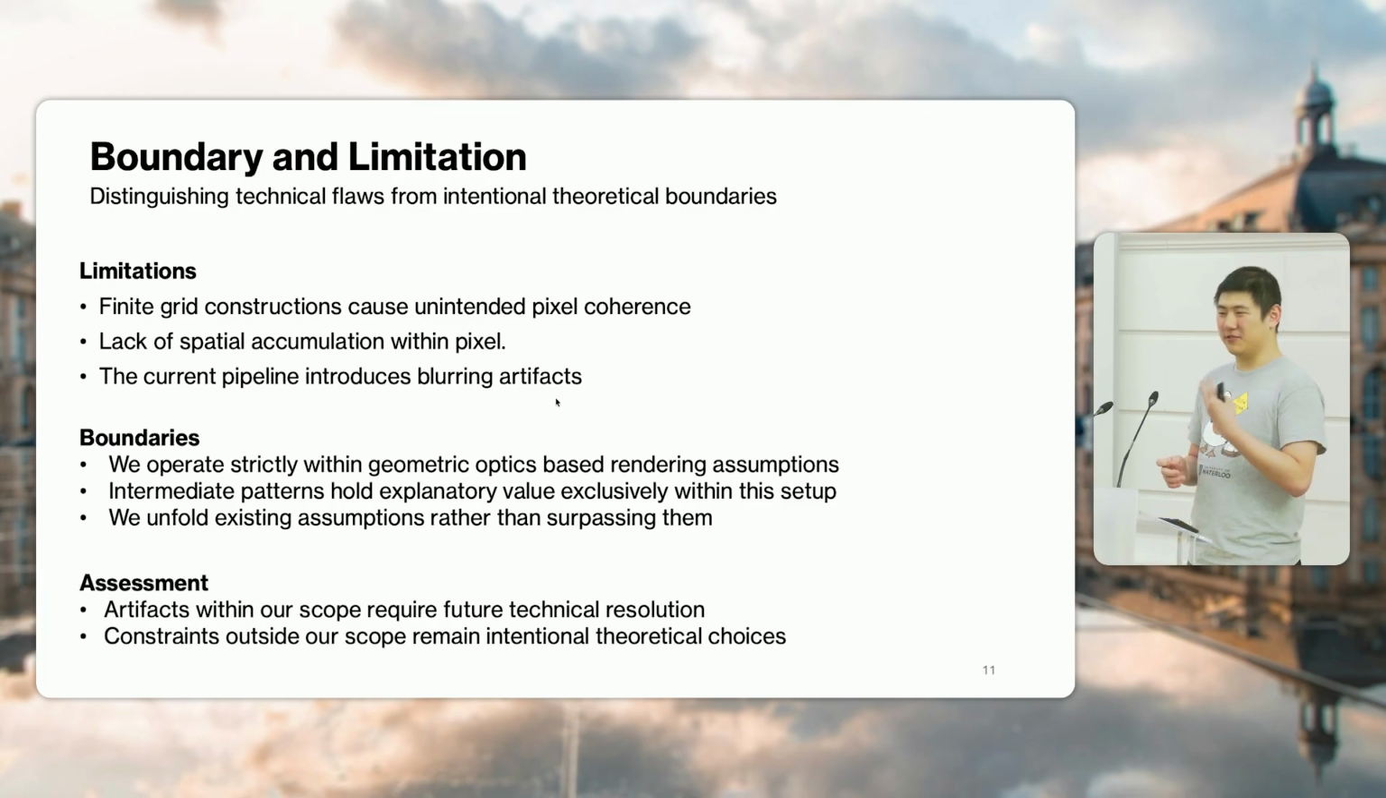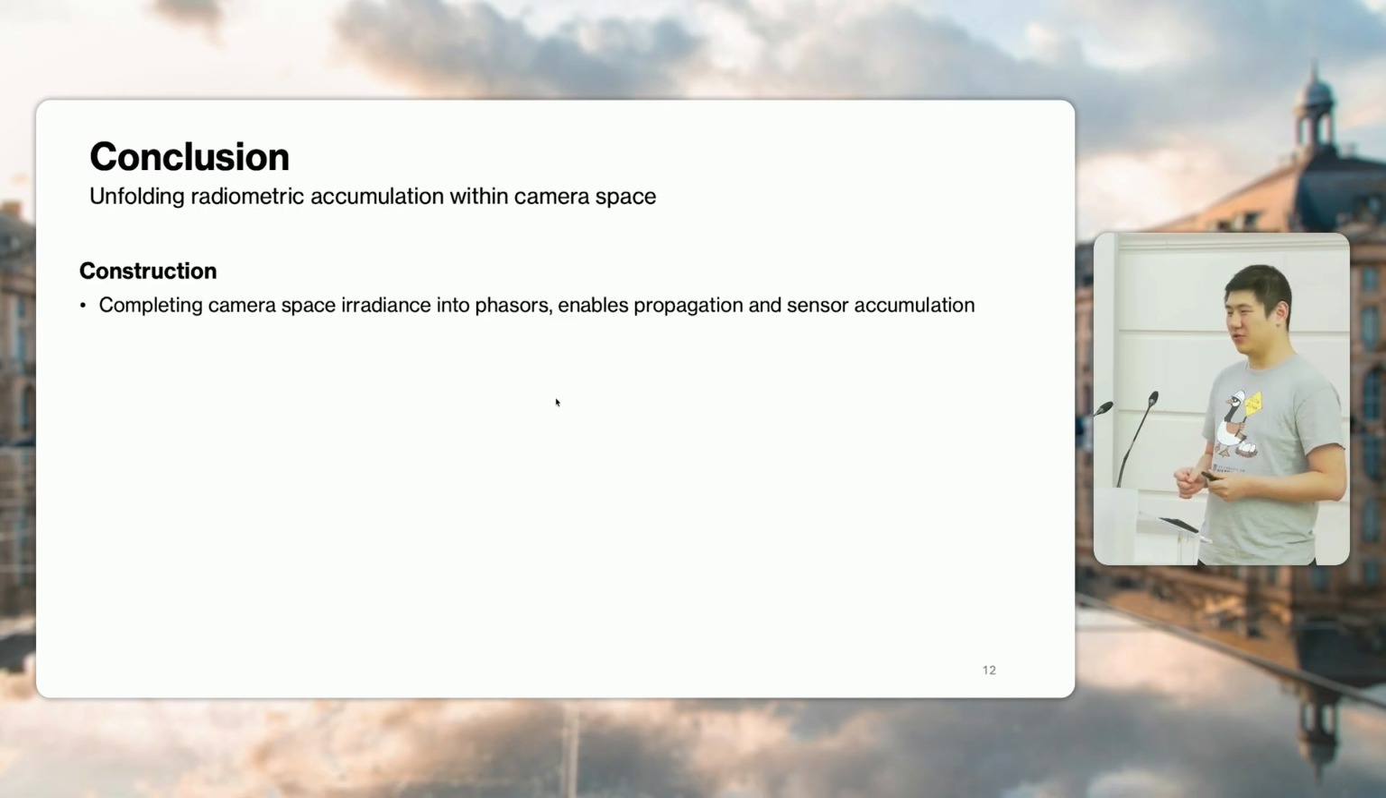So for the first limitation, we are actively seeking to resolve this problem. But for our technical boundaries, we will be very careful about extending the boundary, because the more boundary we break, the less backward capability we have. And for the conclusion, we are trying to unfold the radiometric accumulation assumption within the camera space.